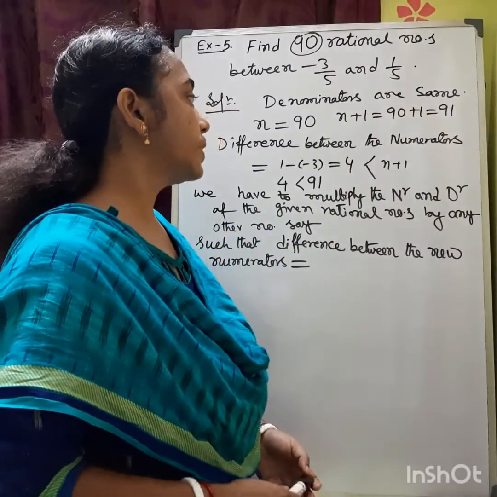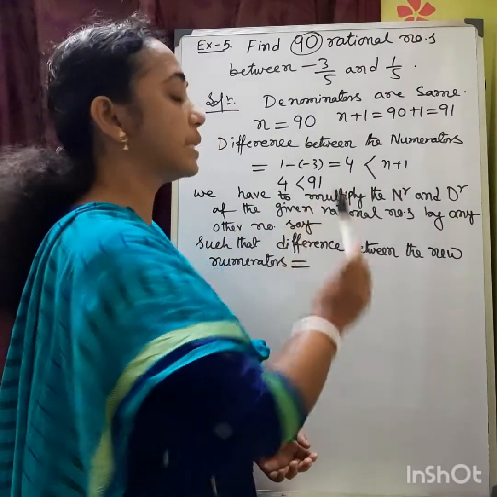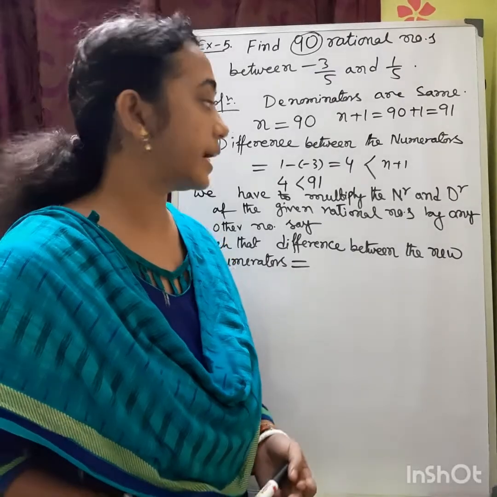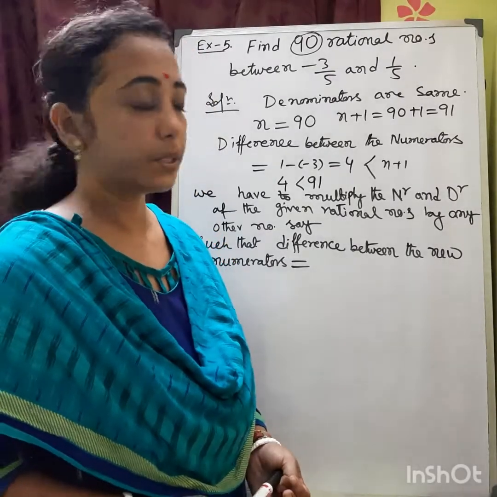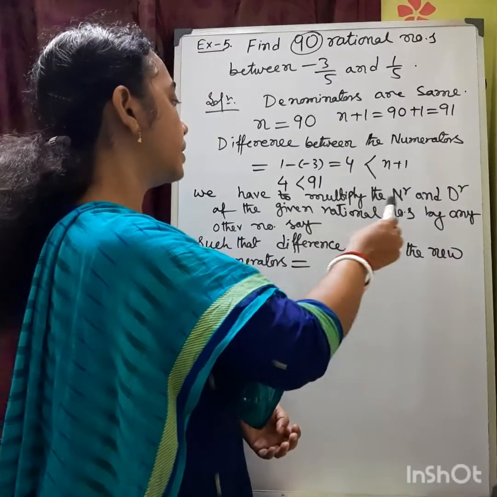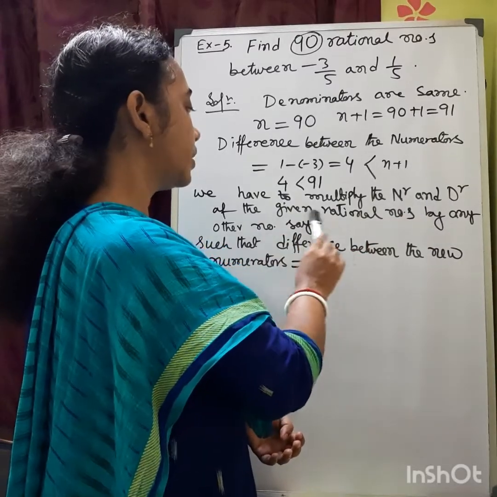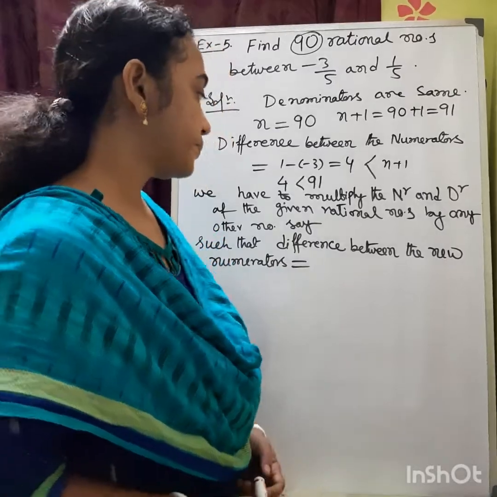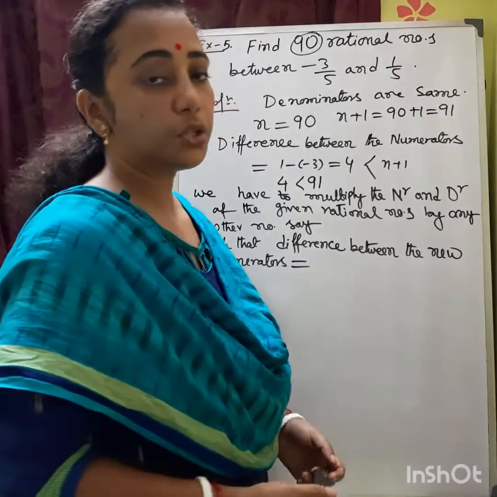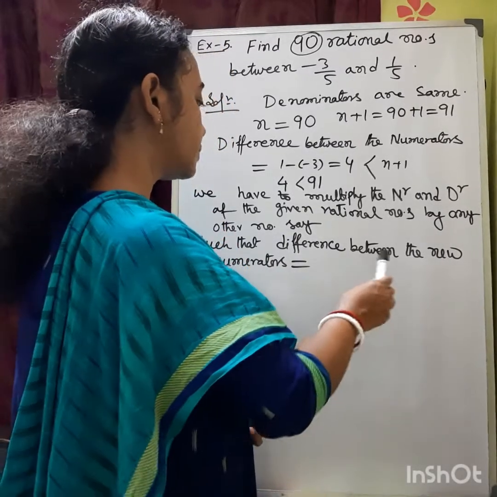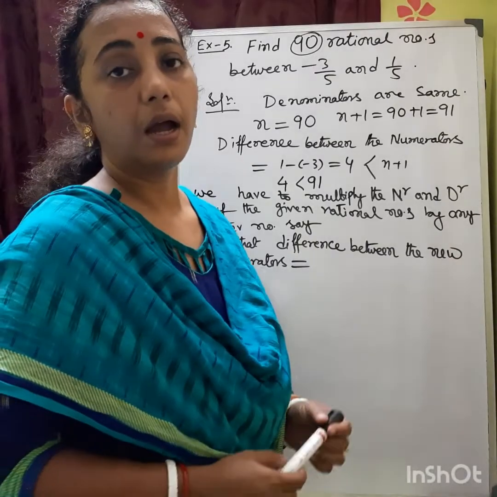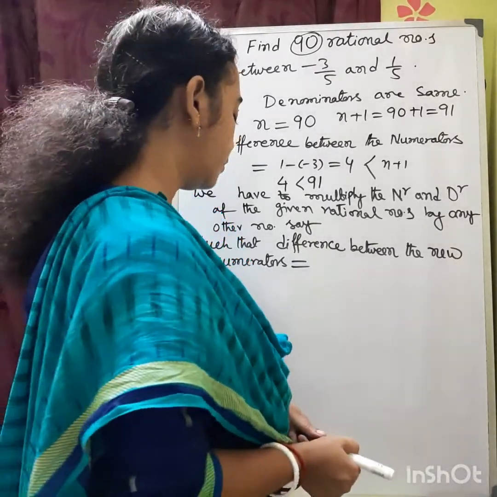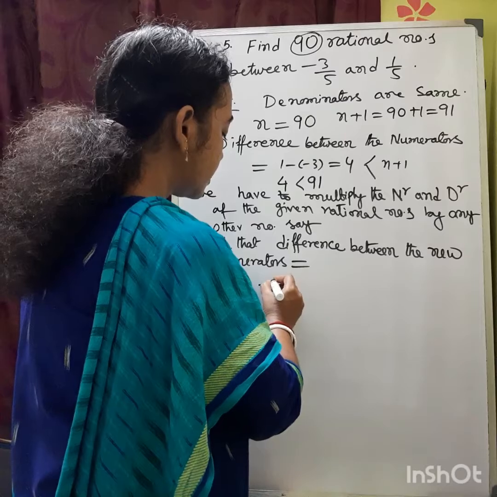So the difference between the numerators is coming here 4, which is less than 91. So we cannot get the required number of rational numbers. So for that we have to multiply the numerator and the denominator of the given rational numbers by any other number. Say in such a way we choose the number such that the difference between the new numerators will be at least n plus 1. For example, here the numerators are minus 3 and 1.